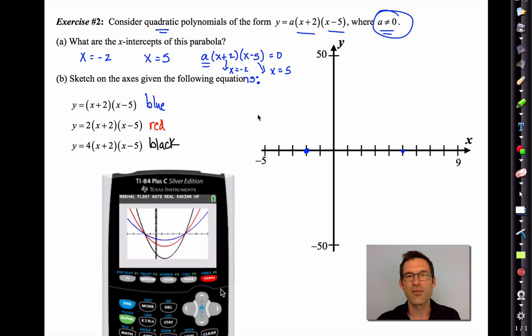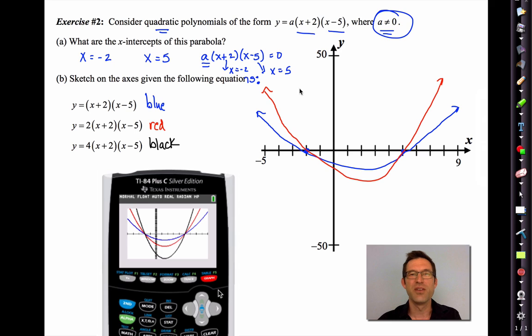So my first one appears to be the widest one, but notice how it's going through the -2 and the +5. And then the one where a is 2 gets a little bit more steep and yet still goes through the -2 and the +5. This could be a new low for me. And then the last one is the steepest of them all, again going through the -2 and the +5.